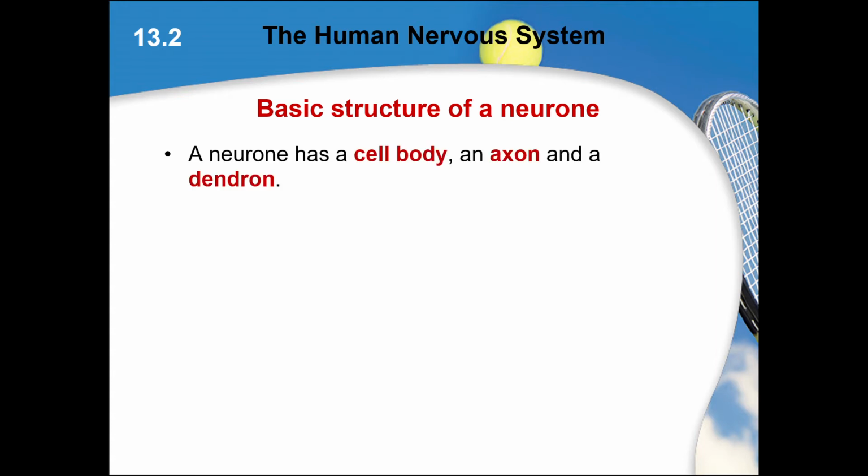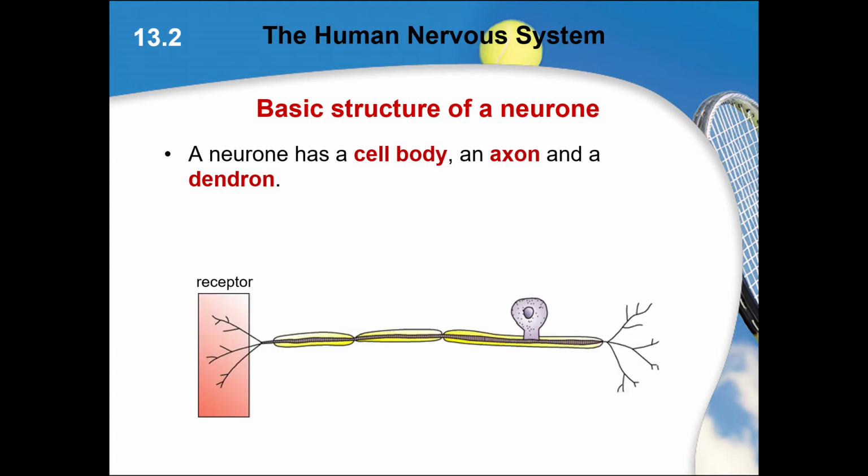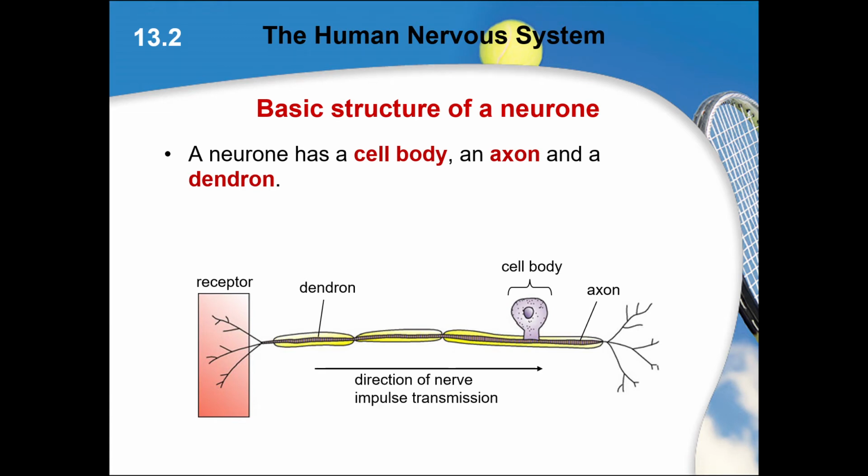So most neurons, or rather all the neurons that you're going to learn, will have a cell body, an axon, and a dendron, but they differ in the length of each of these parts. So what you're seeing here is actually a sensory neuron, which is one of the 3 kinds of neuron, and I'll use this picture to explain the different functions of each part of the neuron. So essentially a neuron is a nerve cell. So what you're seeing here is actually a single nerve cell.